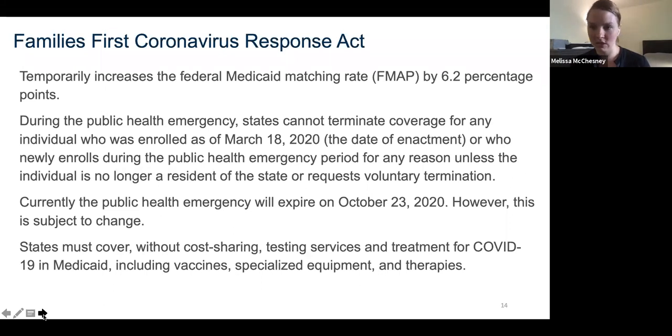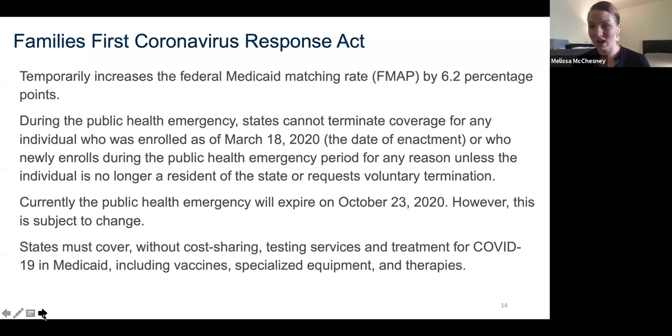One of the things that you had to do is keep everybody enrolled in Medicaid. If they were enrolled on March 18th, they get to stay enrolled. You can't kick them off. The only exceptions are if they move out of the state or if they actually ask you to take them off the program. So everybody that was enrolled as of March 18th, or enrolled after that but during the public health emergency, has been enrolled this entire time. They can't get terminated. Currently, the public health emergency is due to expire on October 23rd, 2020.